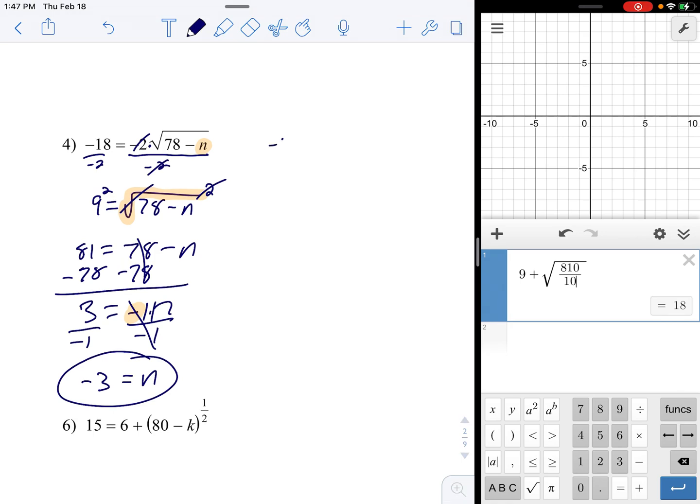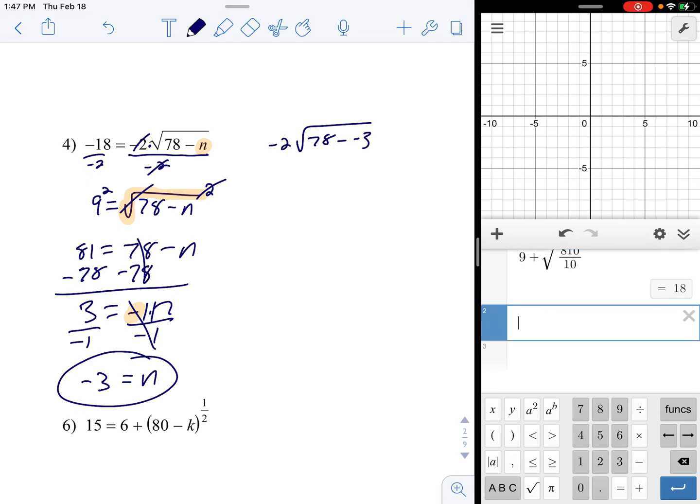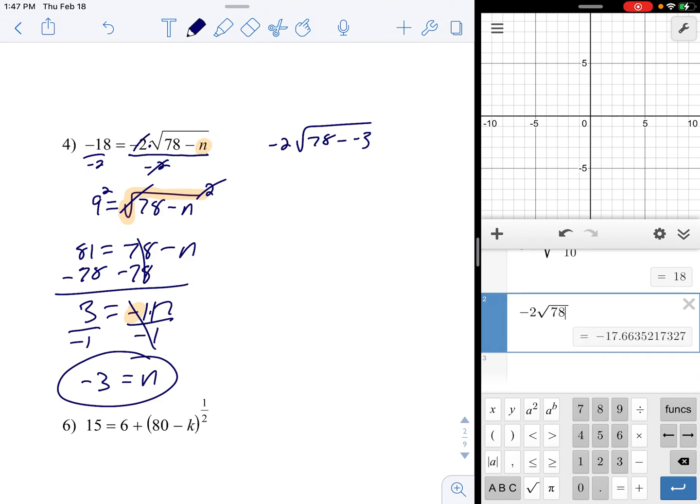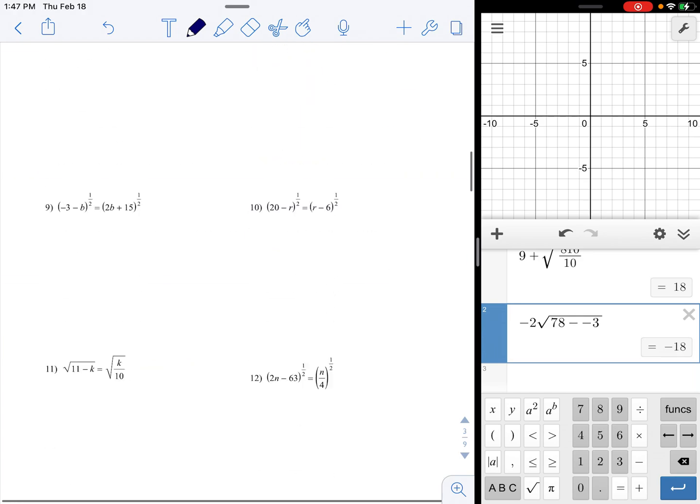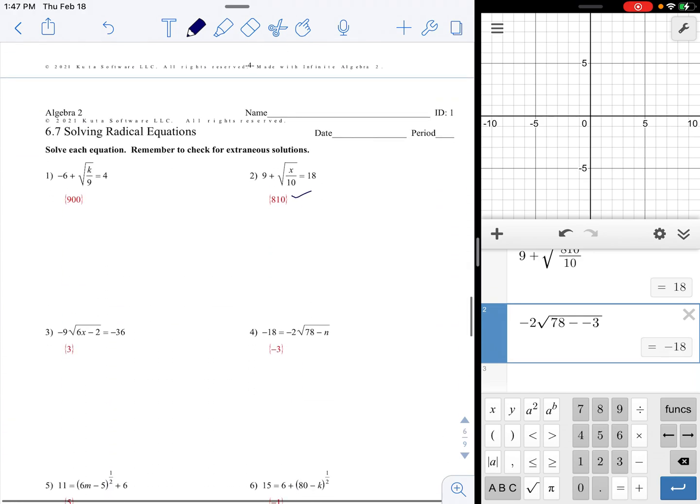So you want to do -2 times the square root of 78 minus -3. Plug your answer in and see if it's right. -2 square root 78 minus -3. And that does work out to equal -18. Which is what we're looking for, so that is the right answer. Scroll down to number 4 and look, and we are good.